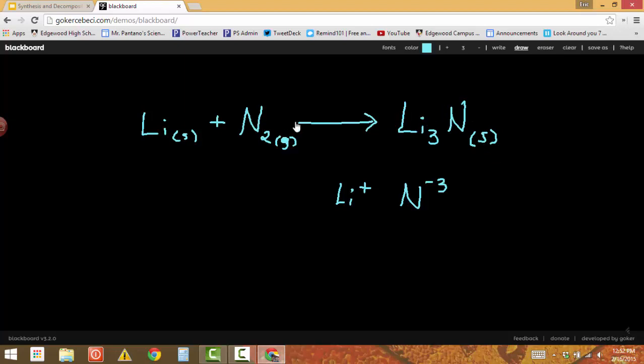Now, I need to be able to balance this. So I look and I say, okay, I've got 1 lithium here and I've got 3 here. I've got 2 nitrogens and 1 nitrogen over here. Okay. Well, let's try getting the nitrogen the same. So I'm going to put a 2 in front of the Li3N. That gives me my 2 nitrogens. There they are on this side. But that also gives me now 6 lithium. So I need a 6 in front of the Li. So this is my balanced chemical equation for the reaction of lithium with nitrogen gas.